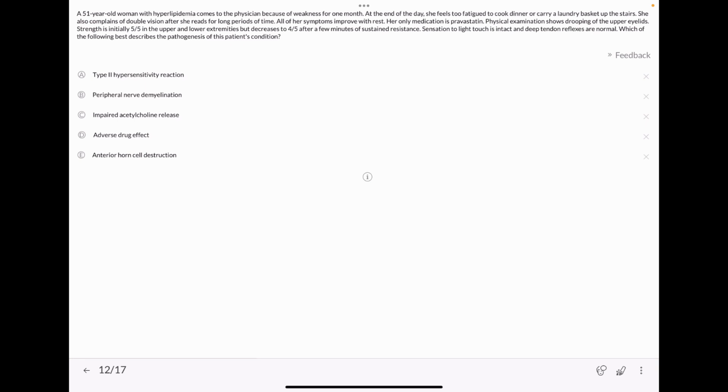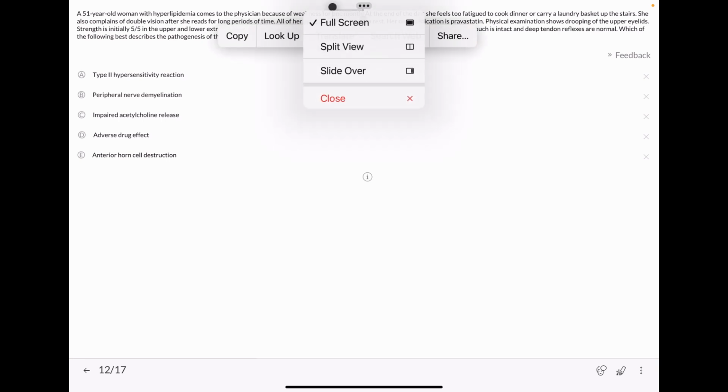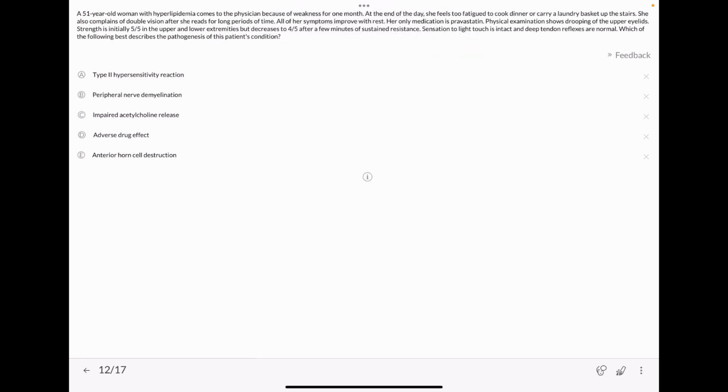I don't even need to read the whole vignette, but let's read it. We have a 51-year-old woman with hyperlipidemia. She's complaining of weakness for 1 month. At the end of the day, take a look, at the end of the day, she feels too fatigued to cook dinner or carry a laundry basket up the stairs. All right, she complains of double vision after she reads for a long period because of fatigue of extraocular muscles.